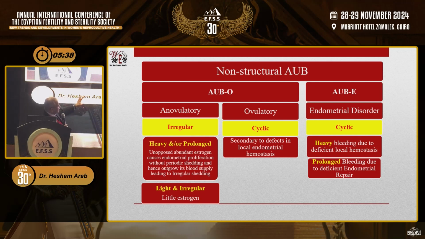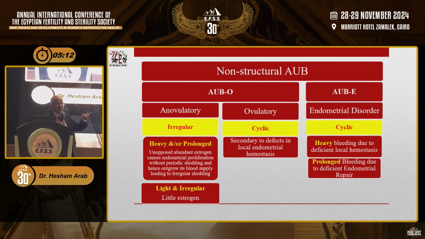Now, regarding how this problem really arises, usually we have two types of AUB-O, either the anovulatory or the ovulatory. It is very simple, because the anovulatory type is where we have no progesterone, so this is unopposed estrogen, and it can present as either irregular heavy or irregular light bleeding.